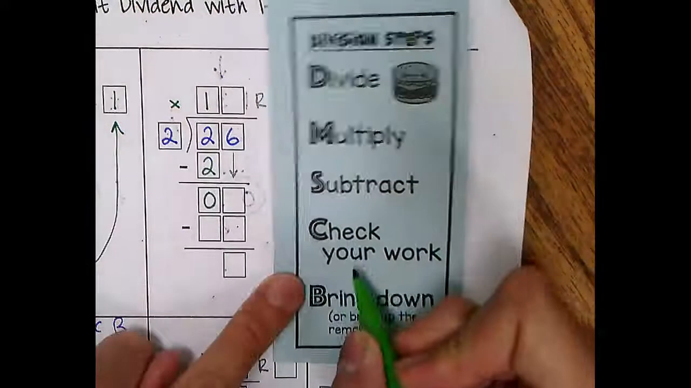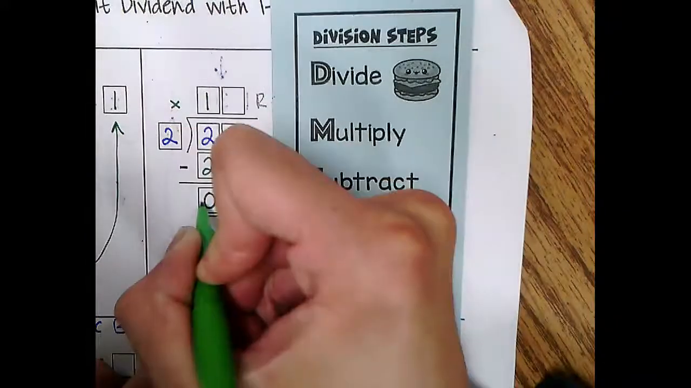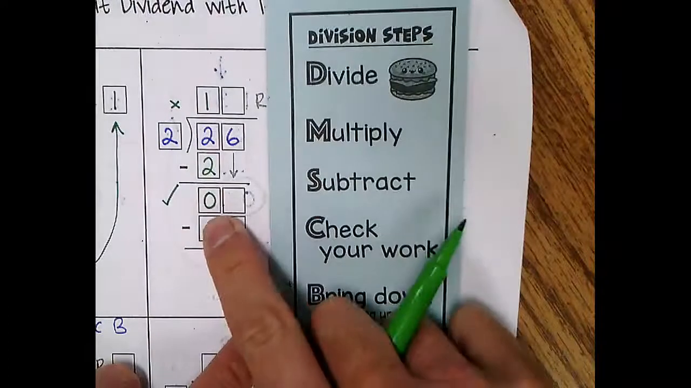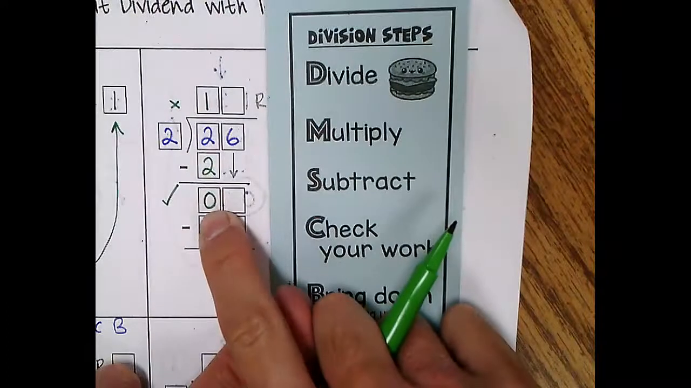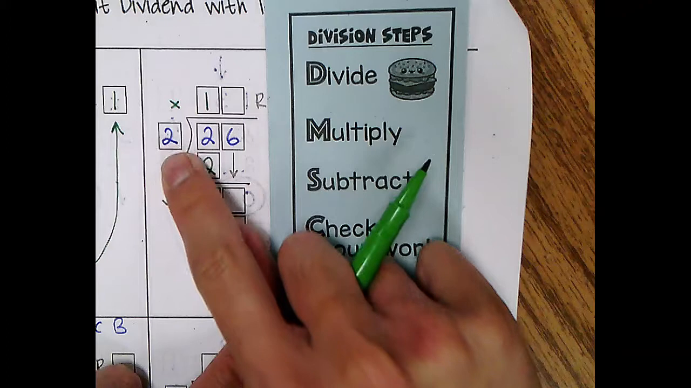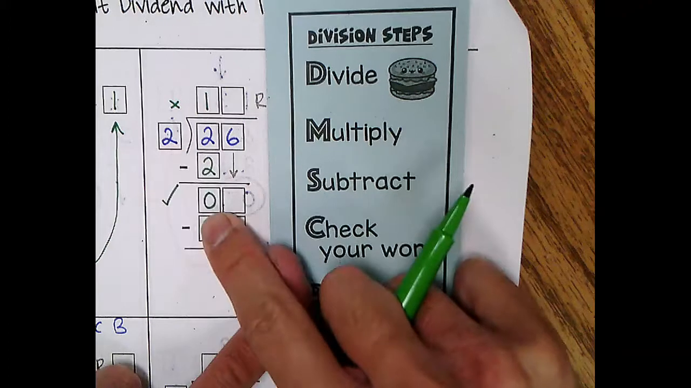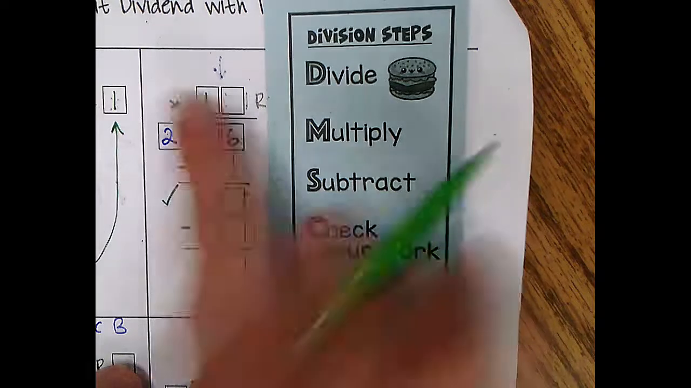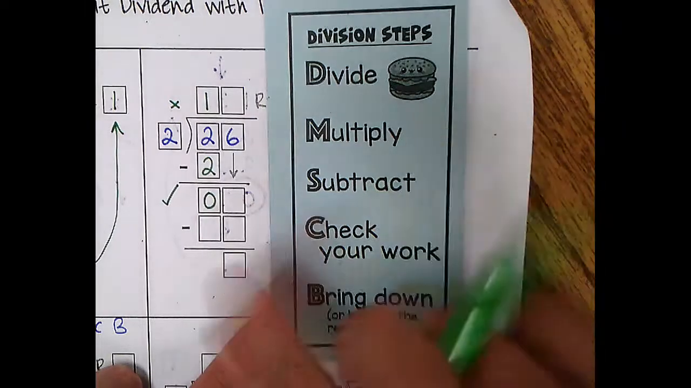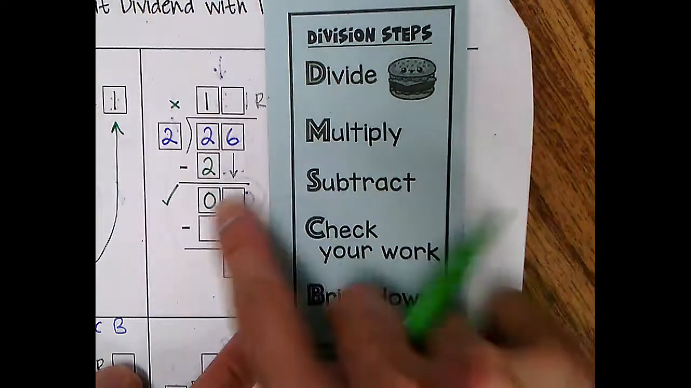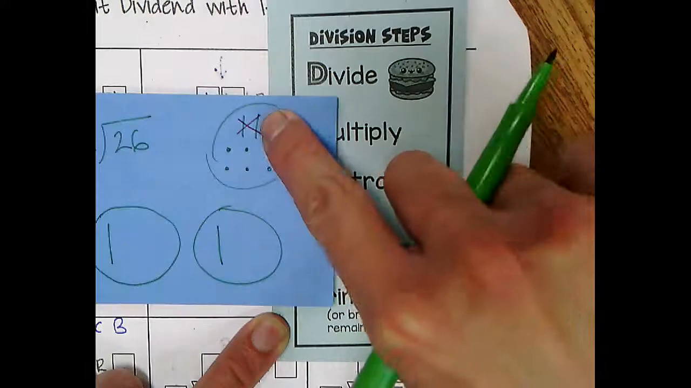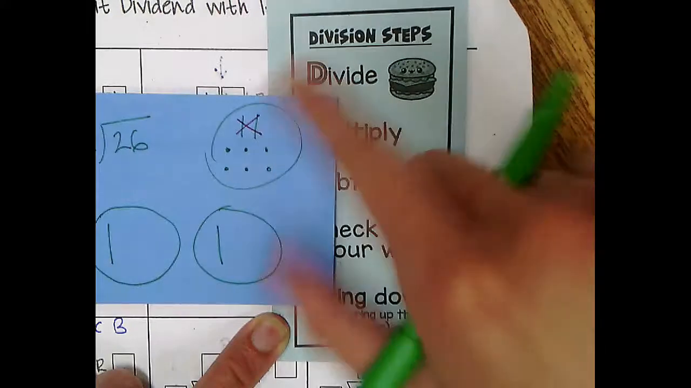Then we're going to check our work. Is 0 smaller than 2? Yes, it is. And what that means is we don't have any more candy at the moment to pass out to them. If the number came out to be 2 or more, it means there was more candy to pass out and we did something wrong, right? But we have 0, that means we have no more 10s to pass out. So that's a good sign.